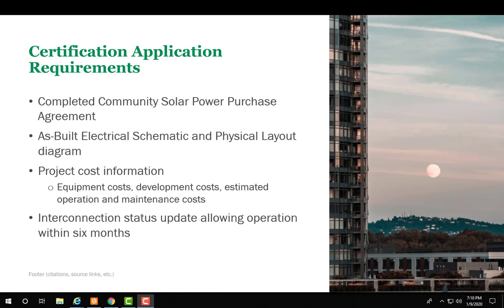Interconnection information is also required, with the status of upgrades and inspection, as well as the estimated date of commercial operation. While there is not a specific interconnection status that must be achieved prior to certification, as there is with pre-certification, the project manager must be able to document that the project has made adequate progress in the utility interconnection process that would allow it to become operational within 6 months.